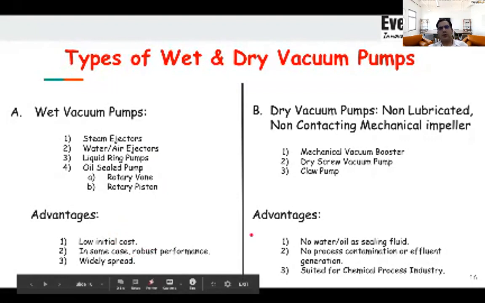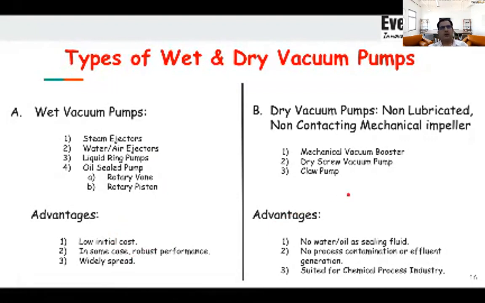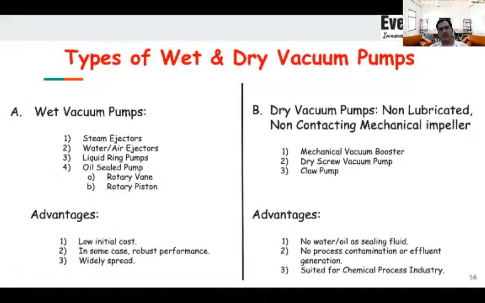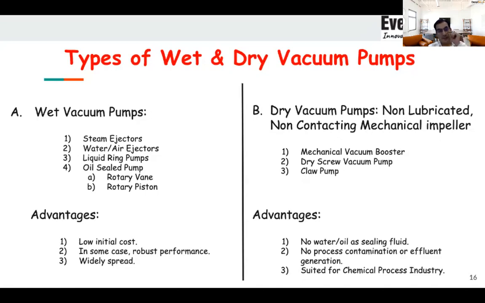Now coming to dry vacuum pumps, which are non-lubricated, non-contact type mechanical impellers. Basically, any pump which has no sealing fluid inside the working chamber is categorized as a dry vacuum pump. The mechanical vacuum booster, dry screw vacuum pumps and claw pumps are the three major popular pumps that are available in this category.